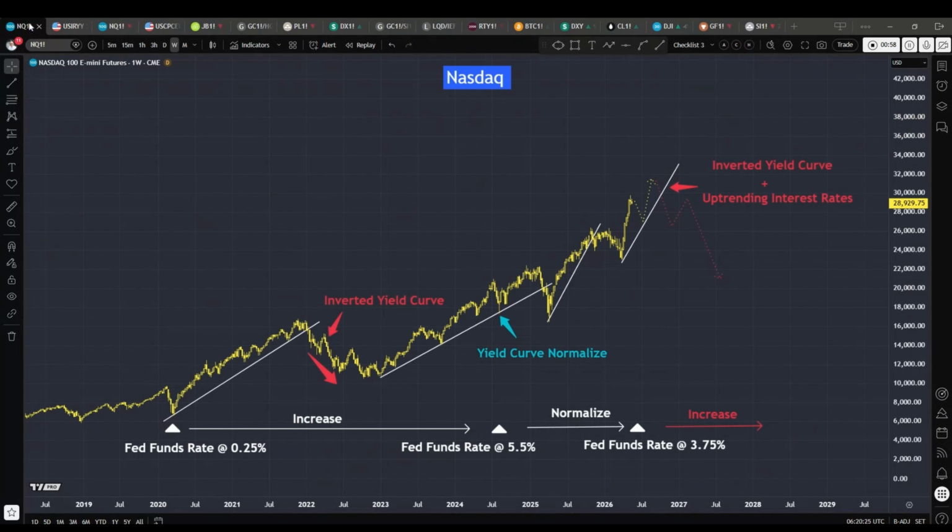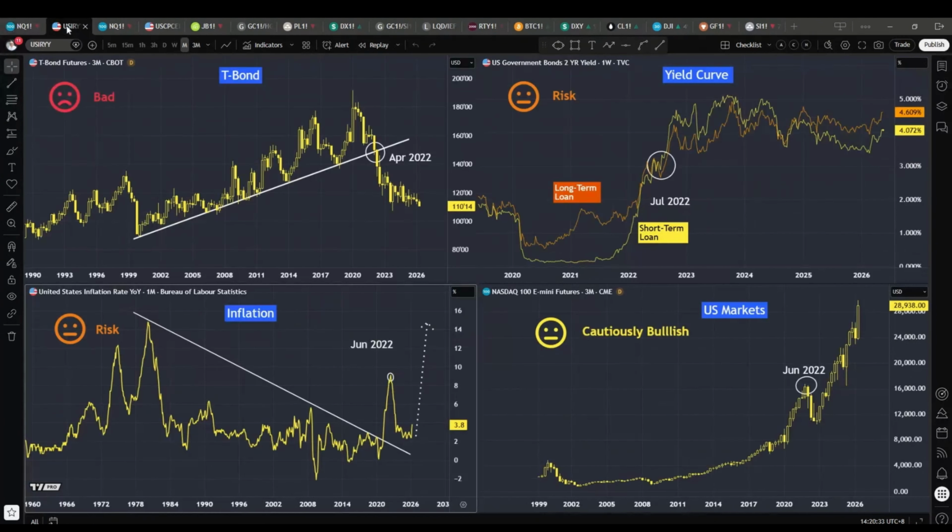A systematic risk is when a single market segment fails and triggers a domino effect. And in my opinion, I'm watching very closely for any potential of the yield inversion and also the continuation of the yields and interest rates climbing, or the uptrending of them.